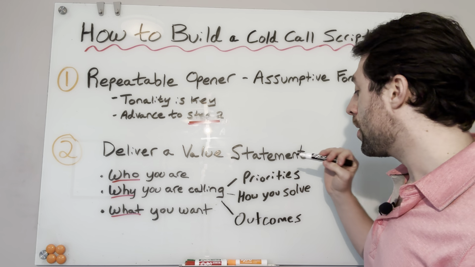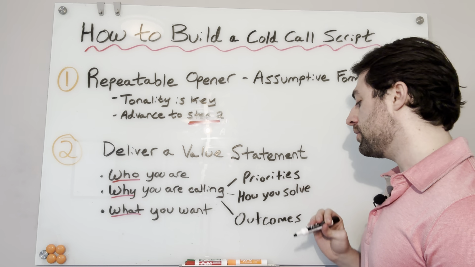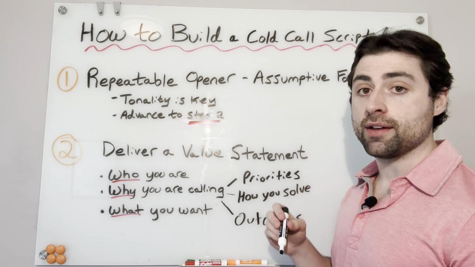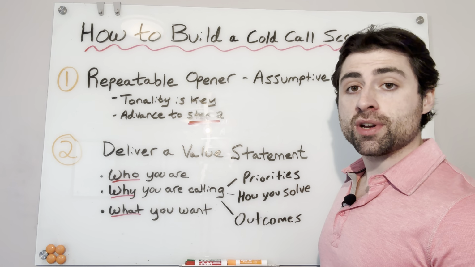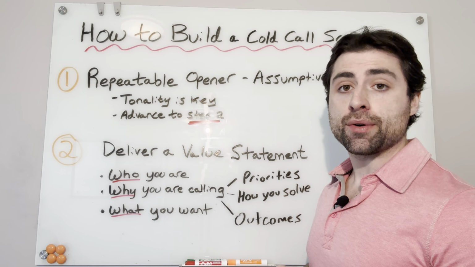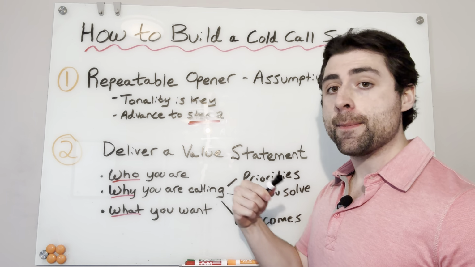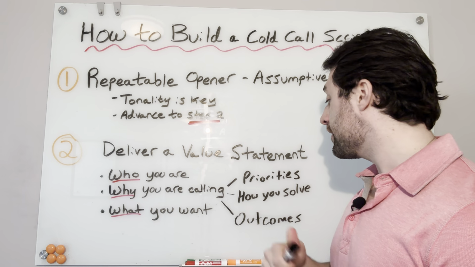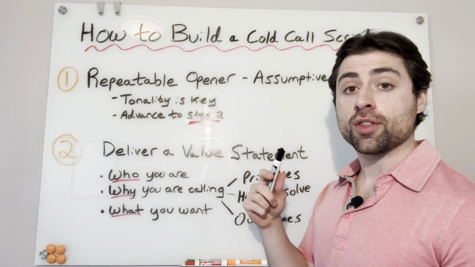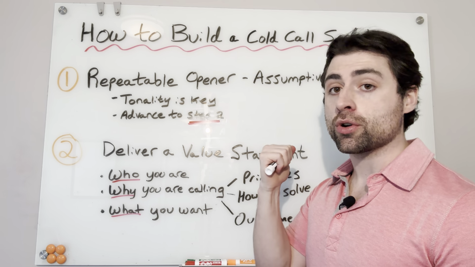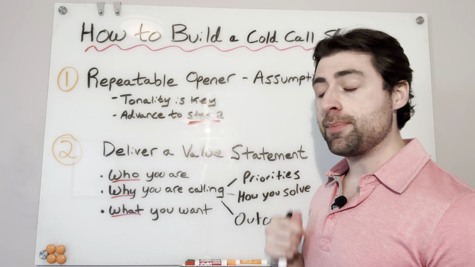So those are the 3. What priorities and challenges do you solve? How do you solve them? And what outcomes do you drive when they're solved? So if you're calling someone in finance, you might tell them you work on priorities related to strategic planning, budgeting, and forecasting. Then if you start calling someone in HR, you might tell them we work on priorities related to recruiting, talent acquisition, people analytics.